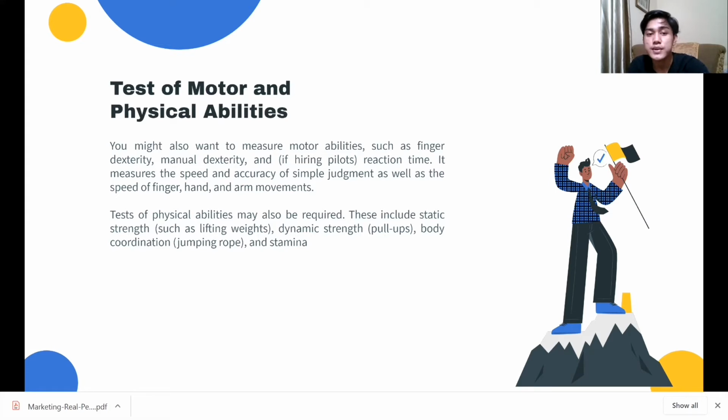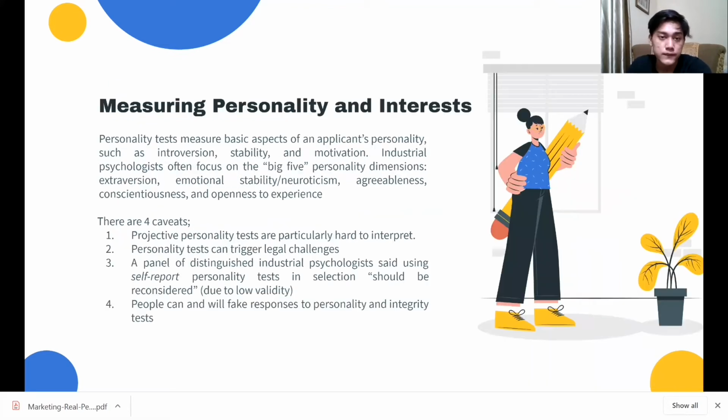It measures the speed and accuracy of simple judgment as well as the speed of finger, hand, and arm movements. Tests of physical abilities may also be required as well. This includes static strength such as lifting weights, dynamic strength such as pull-ups, body coordination such as jumping rope, and stamina.